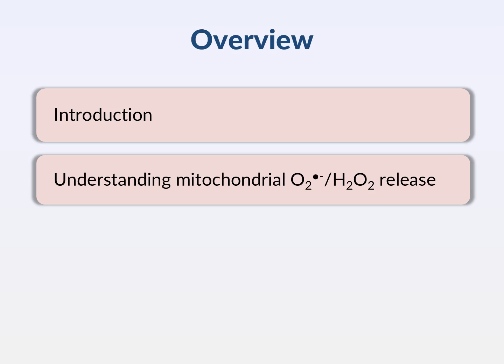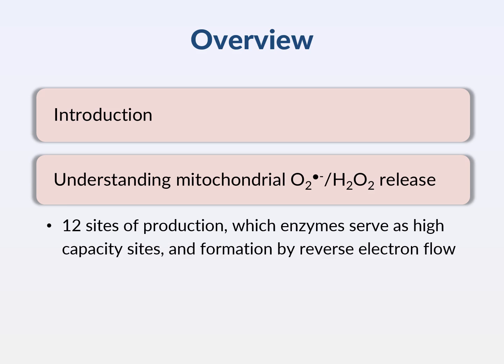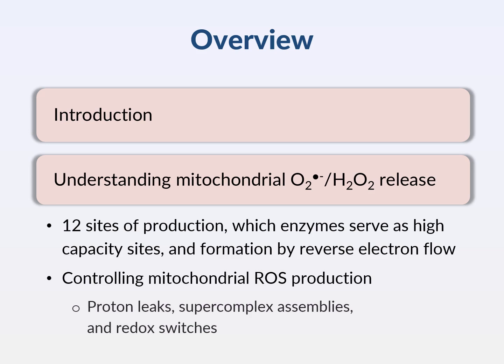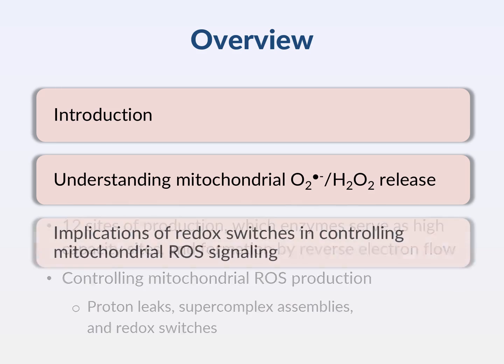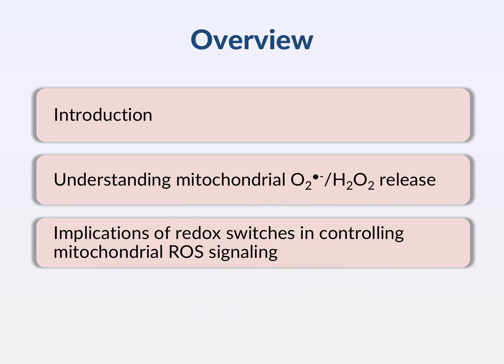In the first part of this discussion, I will go through some of the basics of how mitochondria produce reactive oxygen species, focusing on the 12 different ROS-forming sites associated with energy metabolism. After this, I'll go through controlling mitochondrial reactive oxygen species production, focusing on proton leaks, supercomplex assemblies, and redox switches. And then finally, I will discuss the implications of redox switches in controlling mitochondrial reactive oxygen species signaling.